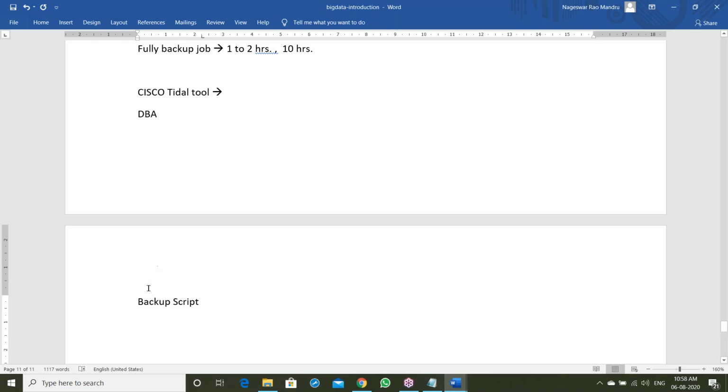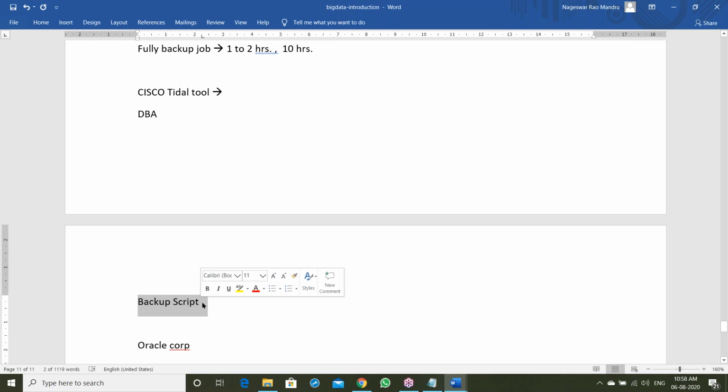Actually, we don't develop the backup script. The database vendor will provide the backup scripts. If it is an Oracle database, then Oracle Corporation will provide the backup script. Take that backup script, and next you have to customize it as per your database.